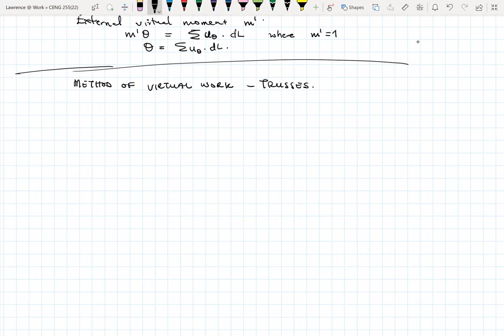So let's say we have a truss. This is a typical truss, and then we have this point B right here. These are the loads on the truss, the external loads P1 and P2. This will end up being the deflected shape of the truss. We want to find this change here, let's say delta B.